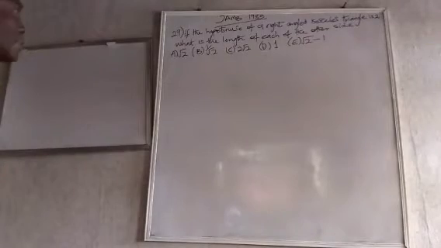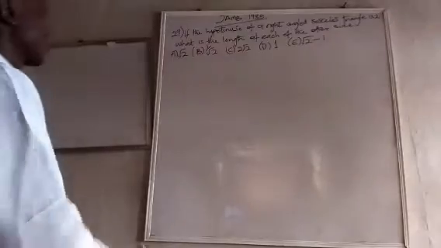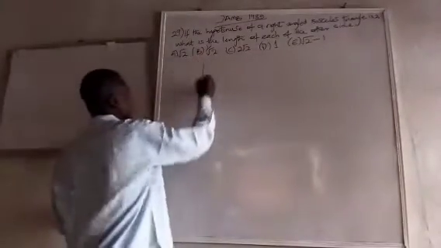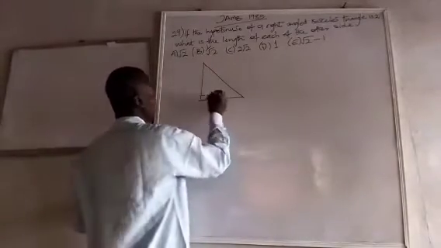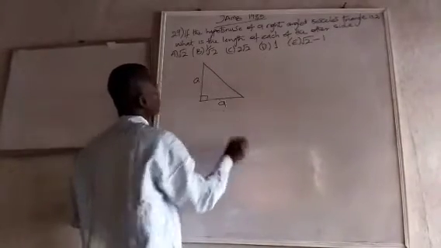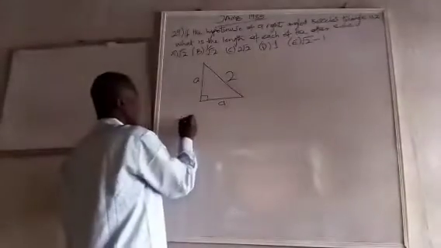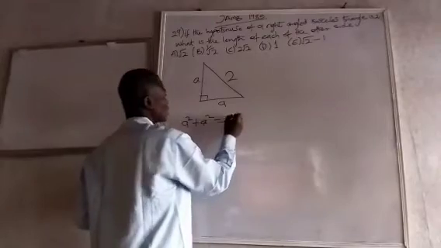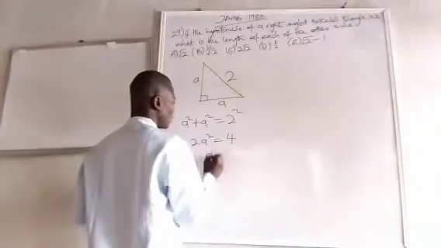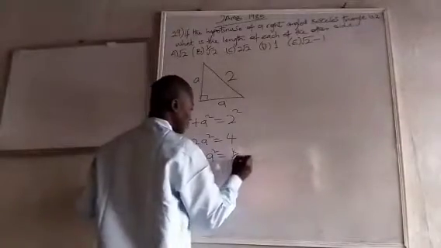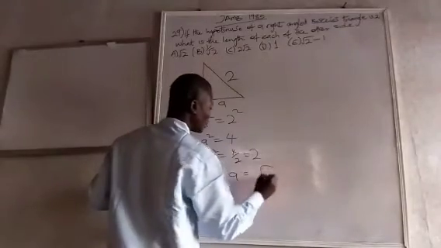If the hypotenuse of a right angle isosceles triangle is 2, what is the length of each of the other sides? This is a right angle triangle. And it's isosceles, which means that this side and this side are equal. So this side you have been given to be 2. Straight, we know that a squared plus a squared is equal to 2 squared. So that is 2a squared is equal to 4. a squared is equal to 4 over 2, which is 2. So a equals root 2.